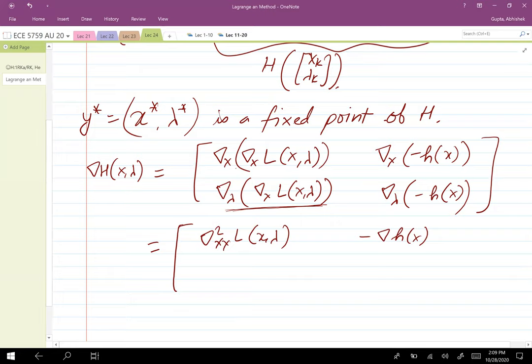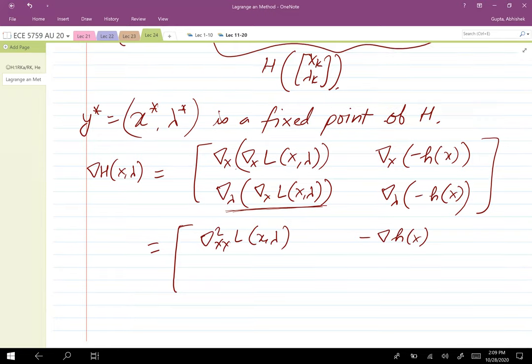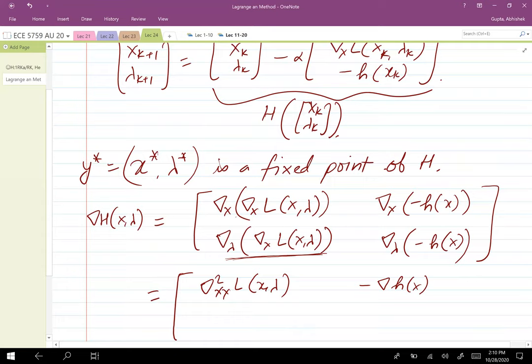Sorry, in the last derivative, what happened to the alpha? Oh, did I miss alpha? Oh, yes. Sorry. And shouldn't there be an I minus alpha? Yes, I minus alpha was missing. You are right. Thanks for pointing it out.